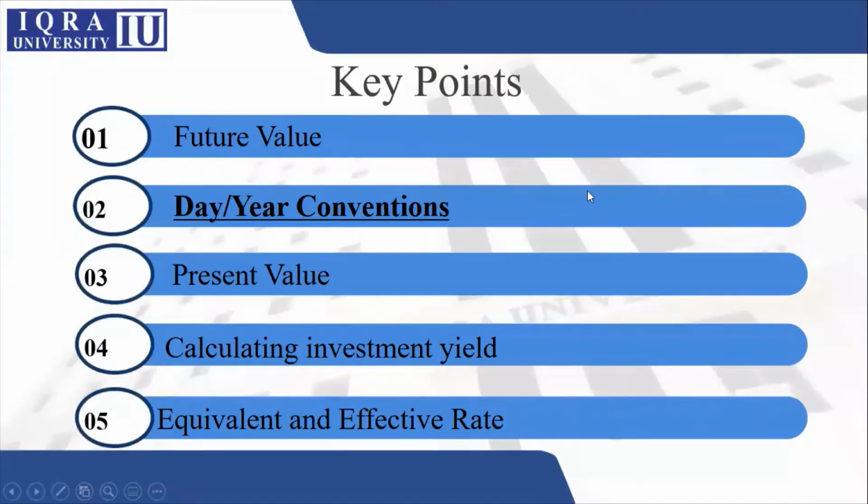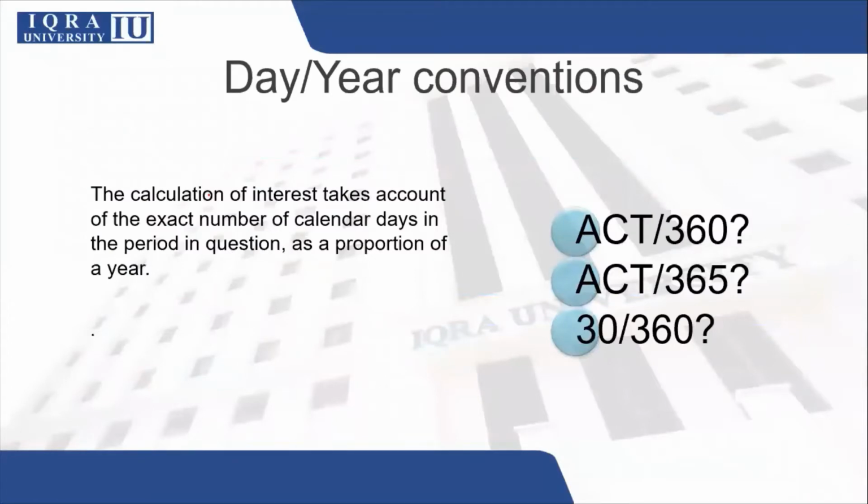So in this unit, we're going to discuss different day-year conventions. Basically, the calculation of interest takes account of the exact number of calendar days in the period in question as a proportion of a year. As a general rule in the money markets, the calculation of interest will take into account the exact number of days. So you will have to calculate the exact number of days and divide by the proportion of year. Now, the proportion of year can be different as well, depending upon what convention is being used.